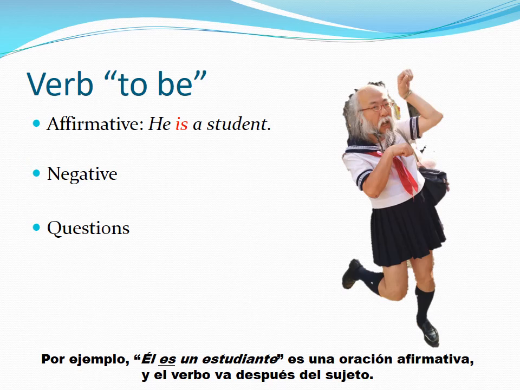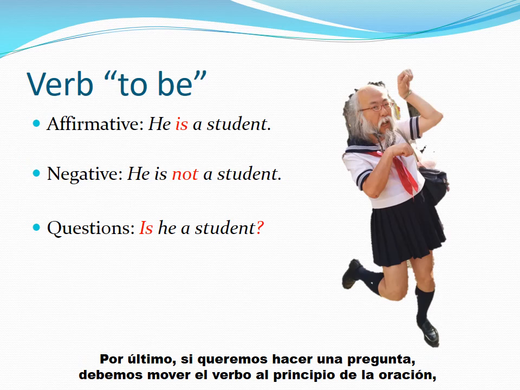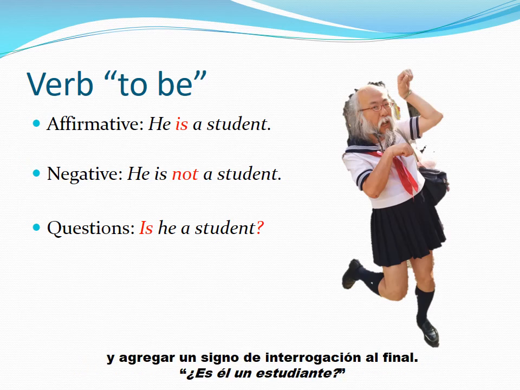So for example, he is a student would be an affirmative sentence and the verb to be comes after the subject. The negative version of this sentence would be he's not a student, in which we simply add not after the verb. Finally, if we want to ask a question, we have to move the verb to be to the beginning of the sentence and add a question mark at the end. Is he a student?